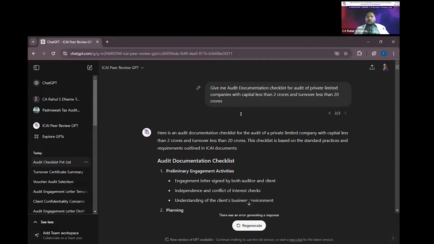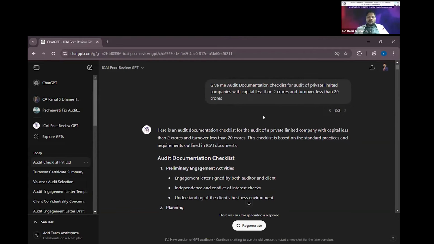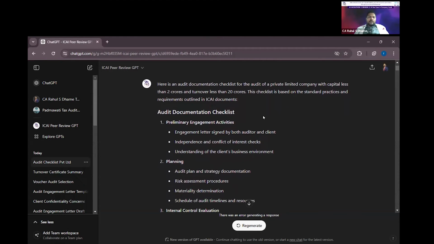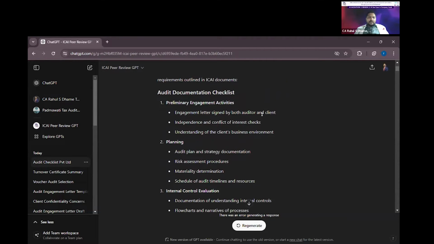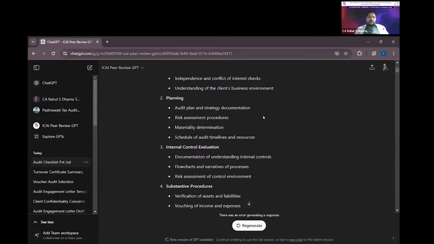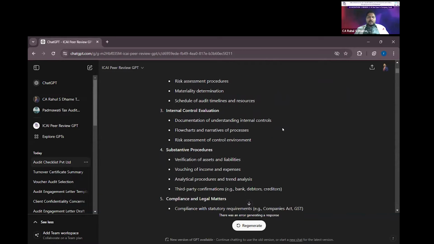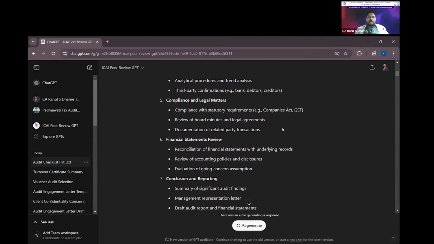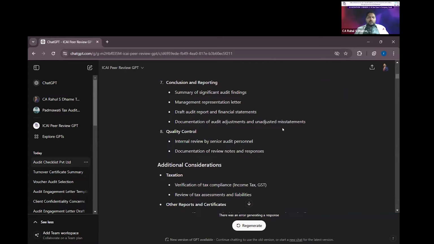First I would like to know about the documentation. I have given a prompt: give me an audit documentation checklist for audit of private limited companies with capital less than 2 crores and turnover less than 20 crores. In short, I am asking the GPT about the documentation required for small private limited companies. It has given us the answer about the audit documentation checklist: preliminary engagement activities, planning, internal control evaluation. In internal control evaluation, documentation of understanding of the internal controls, flow charts, and risk assessment. Next are substantive procedures, compliance and legal matters, financial statements, conclusion and reporting, and quality control.